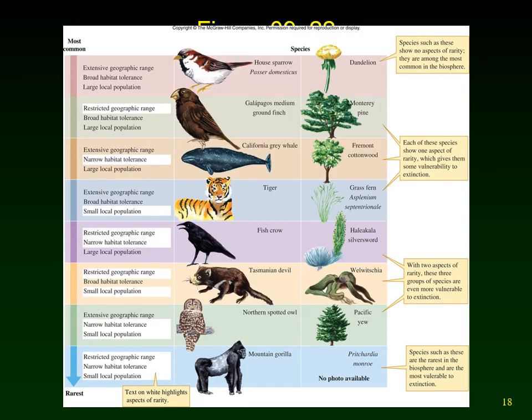So this is the way they've portrayed that in the book, going from the most common species at the top, which have an extensive geographic range, broad habitat tolerance, and large local populations, down to your most vulnerable species at the bottom, which have a restricted geographic range, narrow habitat tolerance, and a small local population. And they've given you some examples of both animals and plants in these categories.